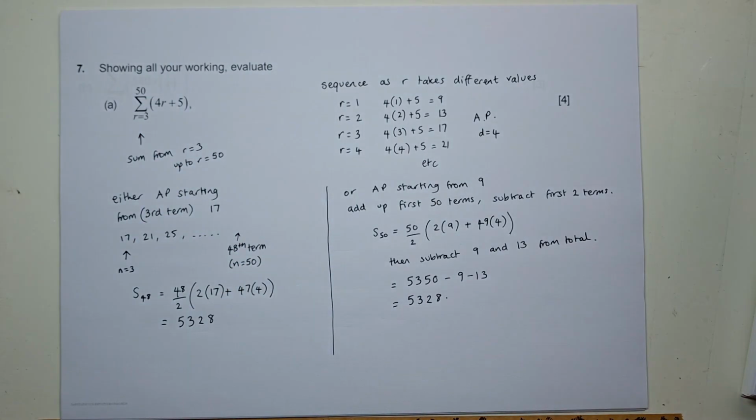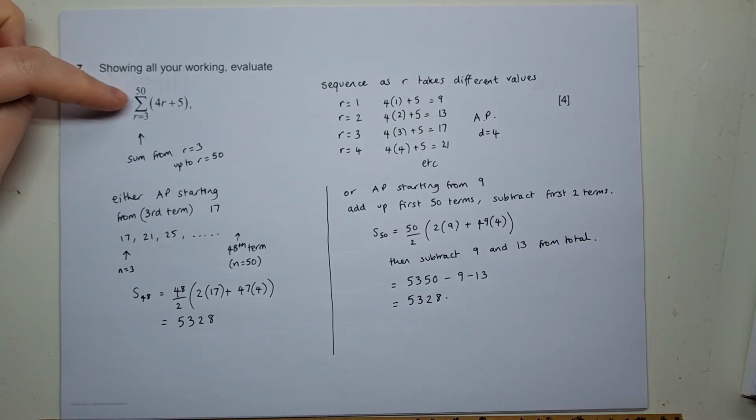So really this question didn't tell you it was an AP. It needed you to know that that symbol means adding together, and you had to figure out what sort of sequence you were adding together, so you knew it was an AP and you were using your AP formulae.